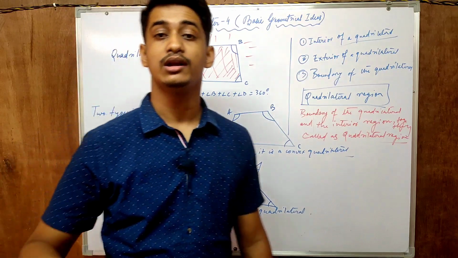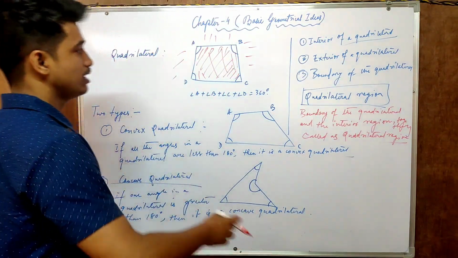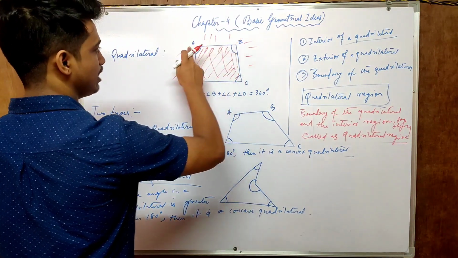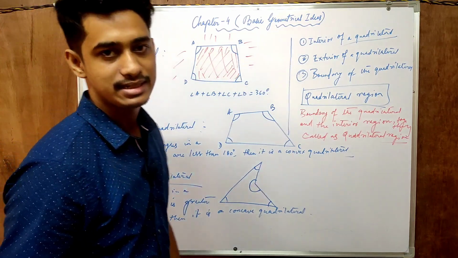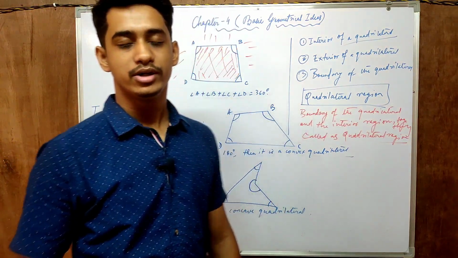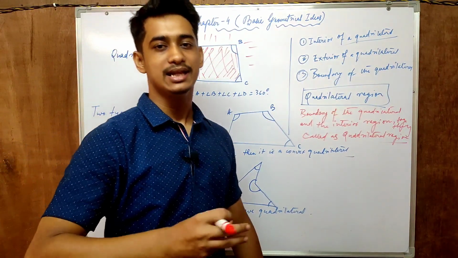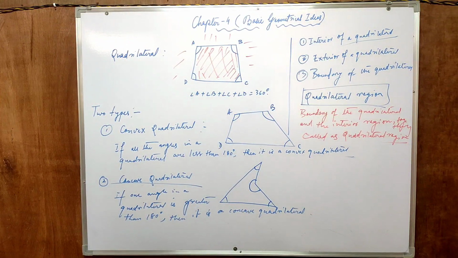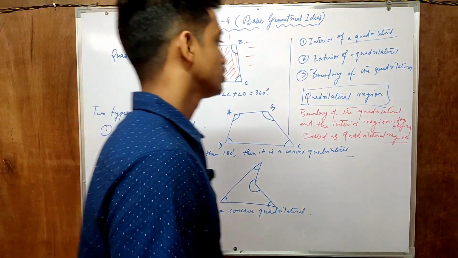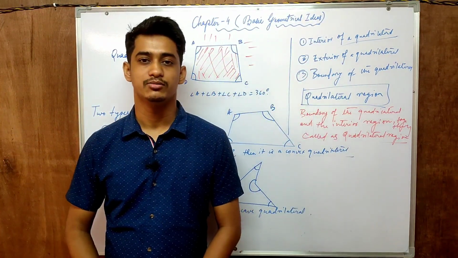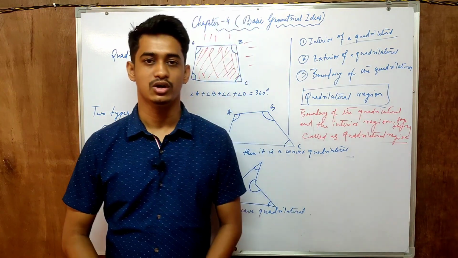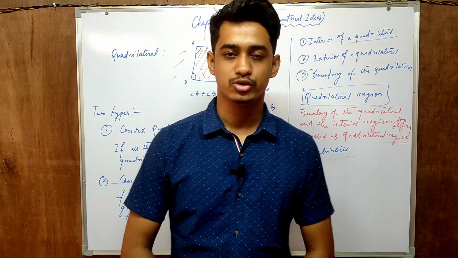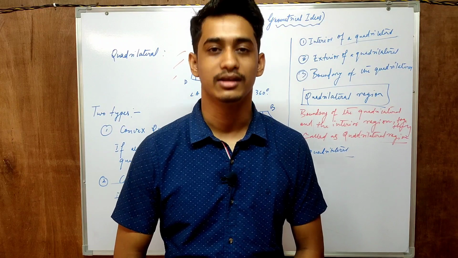And what exactly does quadrilateral region mean? Region means boundary of the quadrilateral as well as the interior portion. That exactly means the quadrilateral region. So up to this is done so far. All right. So that's about the concept. So let's jump into the exercise part. Let's see how to solve exercise 4E.